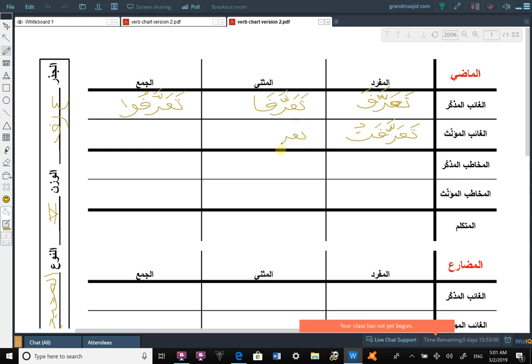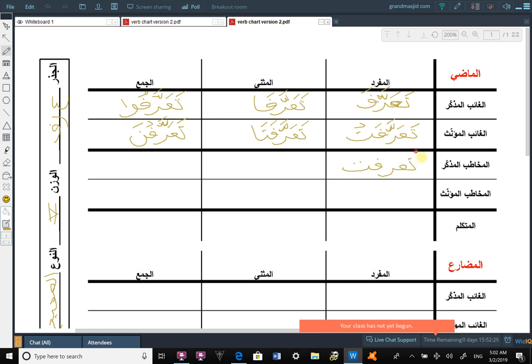Ta'arrafata. When we want to make it dual, we add the alif al-ithnain to that. Ta'arrafata. We want to make it plural. We add the noon of niswa. Ta'arrafna. We want to make it you. To a man, we add the fa'il, the doer of the verb, ta. Ta'arrafta.